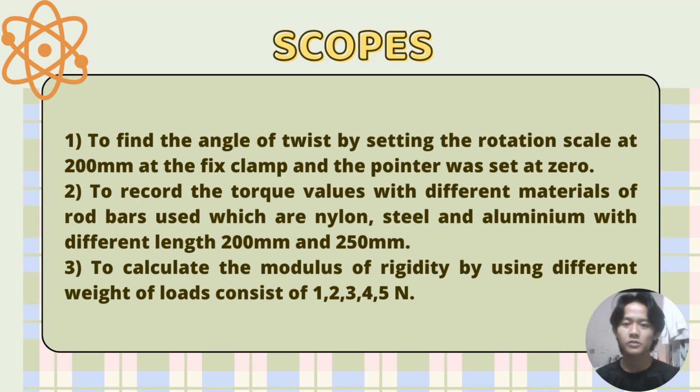Number one is to find the angle of twist by setting the rotation scale at 200 millimeter at the fixed clamp and the pointer was set at 0. Number two is to record the torque values with different materials of rod bars used, which are nylon, steel, and aluminum with different lengths, 200 millimeter and 250 millimeter. The third one is to calculate the modulus of rigidity by using different weights of load consisting of 1, 2, 3, 4, and 5 Newton.